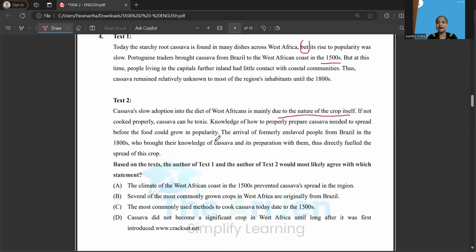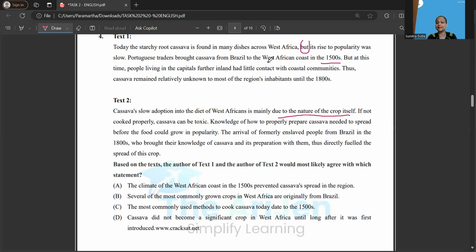That's what we say. The arrival of the formerly enslaved people from Brazil in the 1800s, who brought their knowledge of cassava and its preparation with them, thus directly fueled the spread of this crop. So what happened? After 1800, when the enslaved people came from Brazil, they actually had knowledge of how to cook this food, and then the popularity of this food arose.